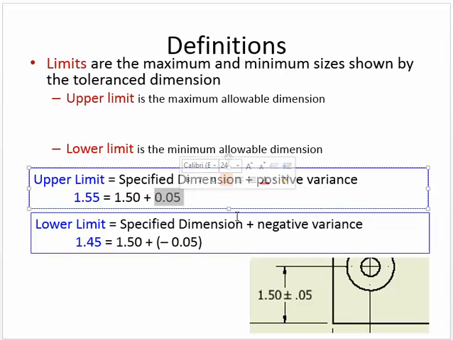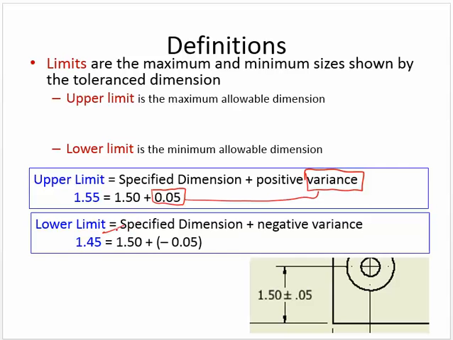Well, what do we need to take from this then? The first thing is we've introduced a new vocabulary word, variance. We didn't really talk about this yesterday. That's how much it can vary, so it shouldn't be very hard to remember. The lower limit is the specified dimension, which is the 1.5, and then the negative variance. They say plus the negative variance, or just subtract it, but that's this right here. Again, what we're adding and subtracting is our variance.